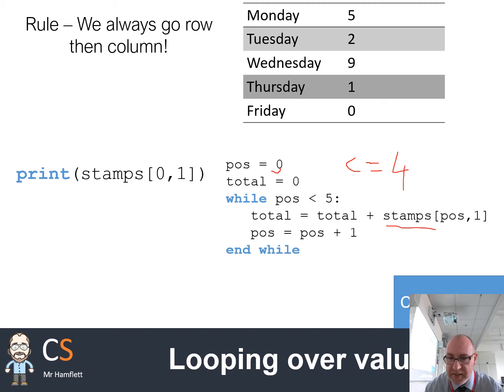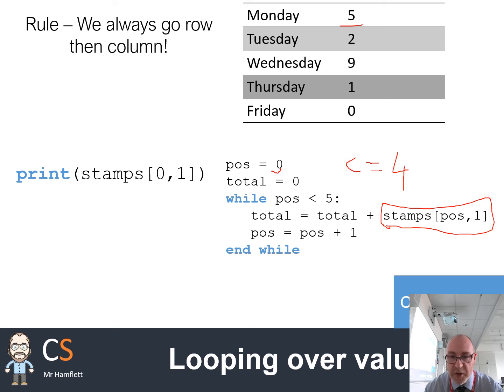I'm getting out the stamp total there, and I'm adding it to a variable called total. So total equals total plus stamp value. Well, total starts at 0. So when this first runs, it's going to get the value of 5 out. Stamps pos 1 is going to get the value of 5 because pos is 0, so row 0 essentially.